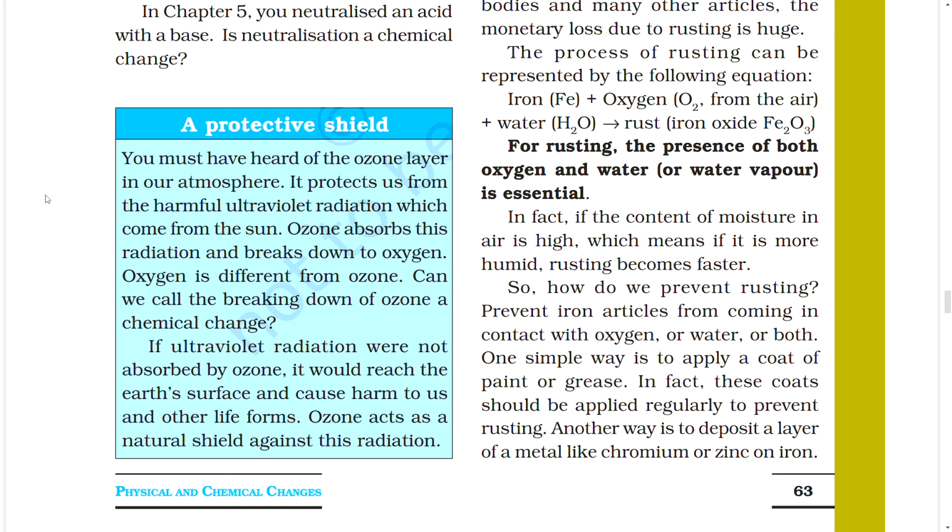If ultraviolet radiation were not absorbed by ozone, it would reach the Earth's surface and cause harm to us and other life forms. Ozone acts as a natural shield against this radiation.